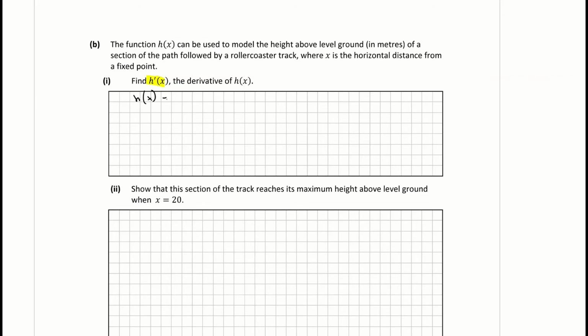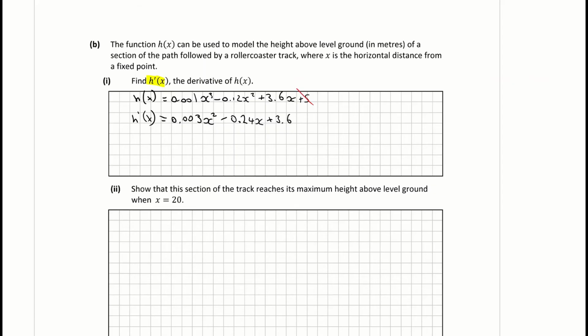H of x is equal to 0.001x cubed minus 0.12x squared plus 3.6x plus 5. And when I differentiate that, 3 multiplied by 0.001 is 0.003x, and I reduce my power. And this is the derivative of h of x. Minus 0.12 by 2 is minus 0.24x, and I reduce my power. And then when I differentiate 3.6x, I just get positive 3.6, and I drop my constant.